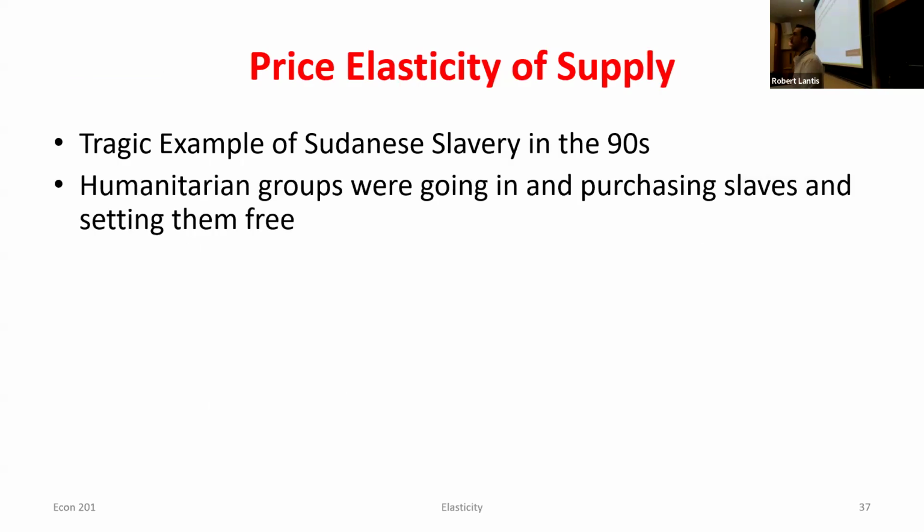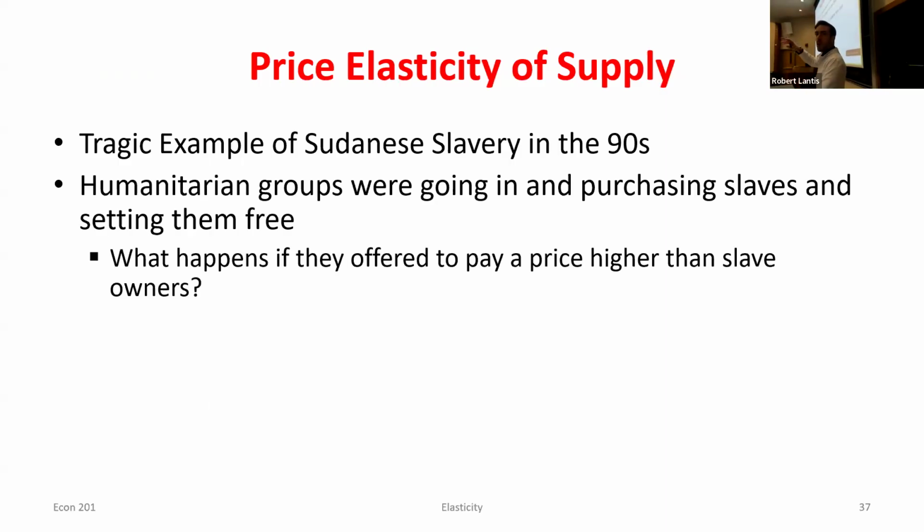And these humanitarian groups were like, we've got a solution. We're going to go in there. We're going to pay higher prices than what people in Sudan are paying for these slaves, and we'll then set them free. Sounds like a great idea. But if I pay a higher price, what happens to the quantity supplied of something? It goes up. Even if I barely outbid people, if supply is very elastic, even paying a slightly higher price for slaves is going to cause a very large percent change in the quantity supplied.